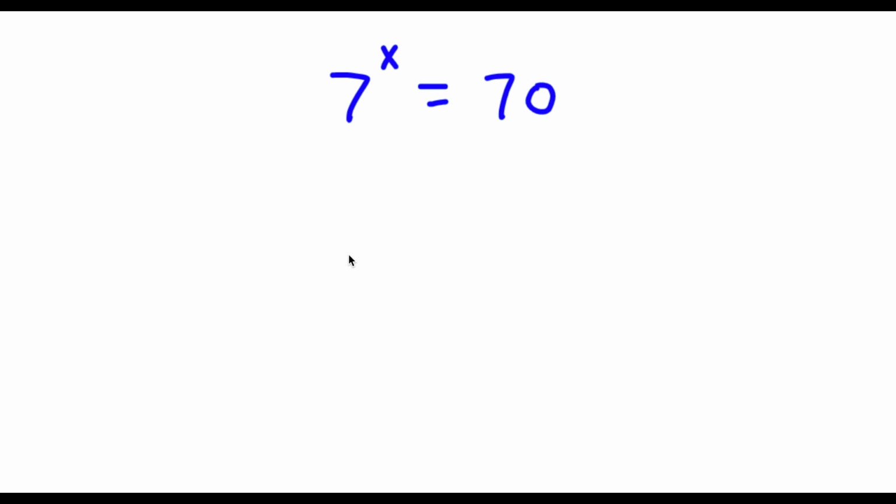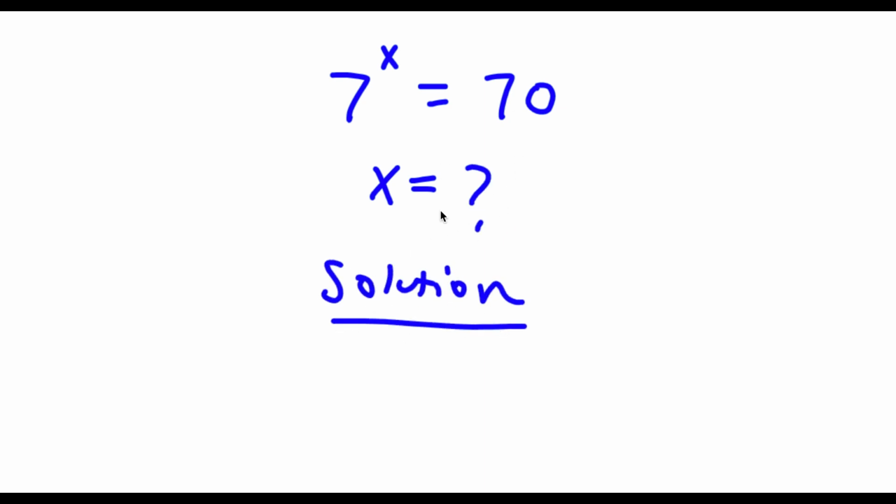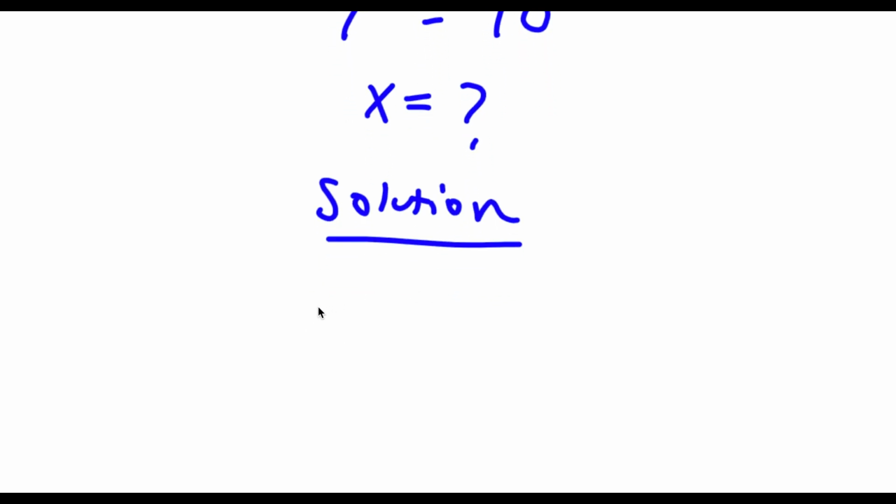Alright, so I have 7 to the power of x is equal to 70. So I want to find the value of x here. So for my solution, first start with 7 to the power of x is equal to 70.